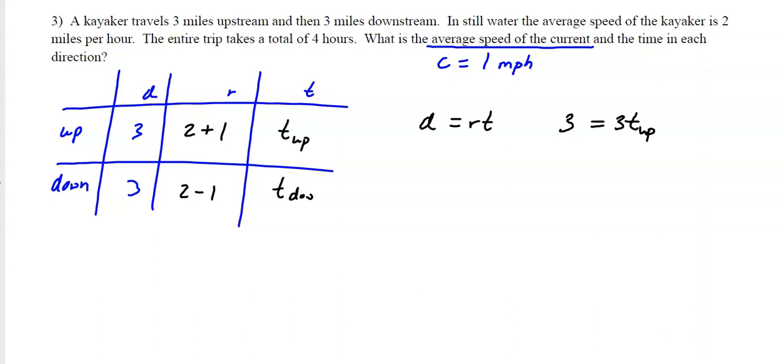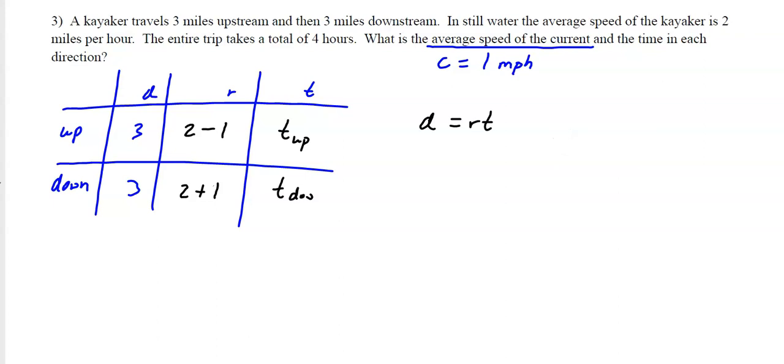So on this first row, I have distance equals the rate times the time. And to find the time, if I divide both of them by 3, it looks like the time up is going to be 1. Actually, upstream should be slower than downstream. So upstream is going to be slower, downstream is going to be faster. So let me tweak this a little bit.